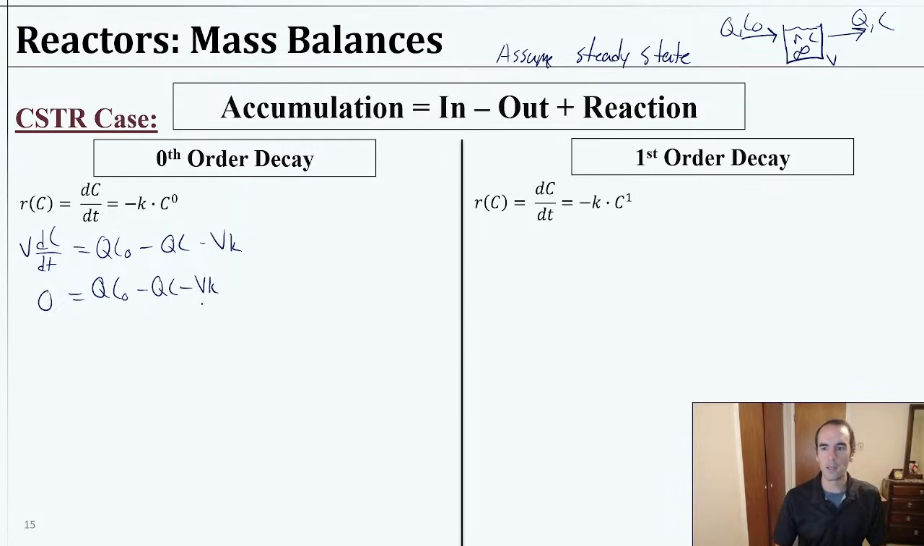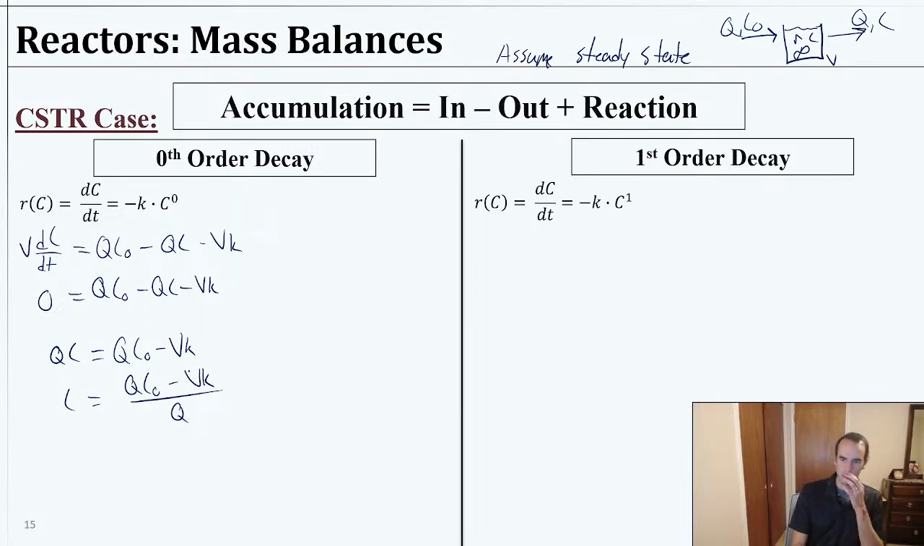All right, so this one becomes pretty simple. If we're solving for C, again, you could solve for Q here if you wanted to, but if we're going to solve for C, we're going to move that term to the other side and get Q times C equals QC naught minus VK. So C equals QC naught minus VK over Q.